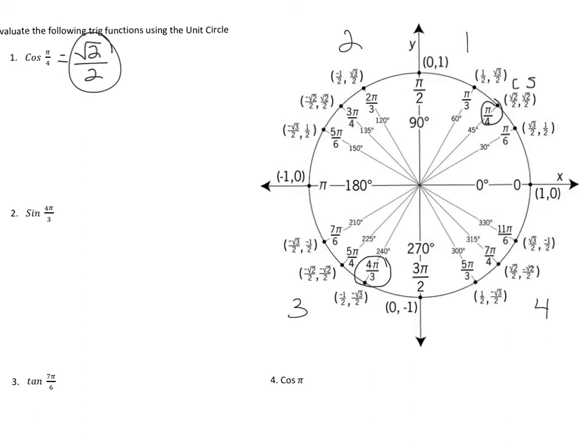So we have 4 pi over 3, and they're asking for the sine. Here we have the point. Remember, cosine comes first, sine comes second. So the sine of 4 pi over 3 is negative square root of 3 over 2.